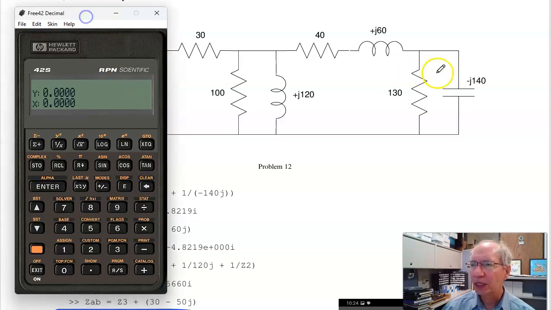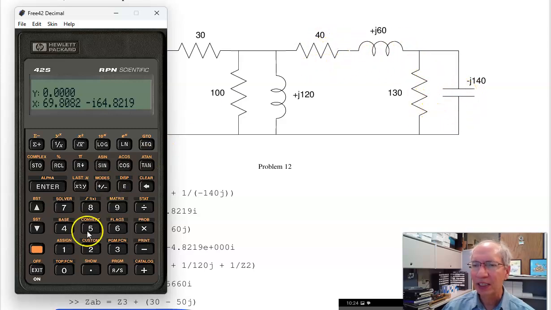So with an HP, I would do 130 in parallel with minus J140. 0, enter, 140, negative, complex. Take the inverse, add the inverses, take the inverse. This is 69 minus J64 ohms.